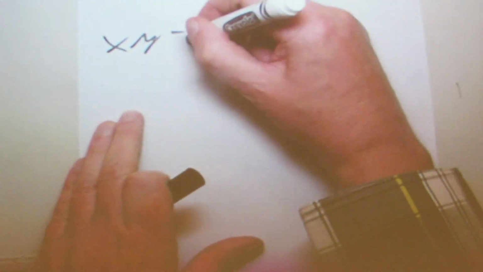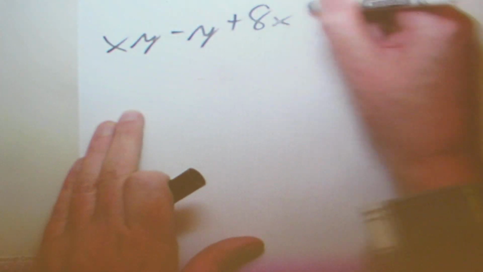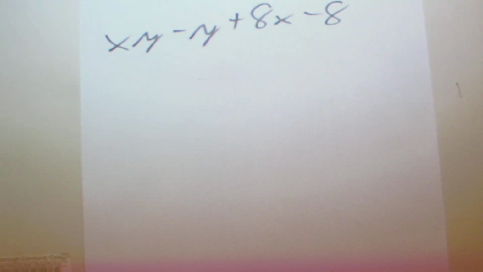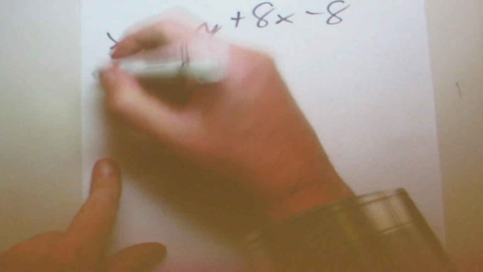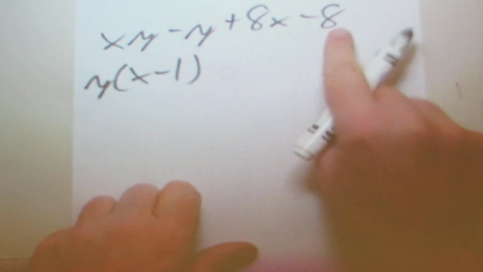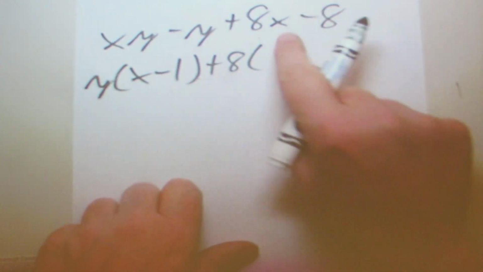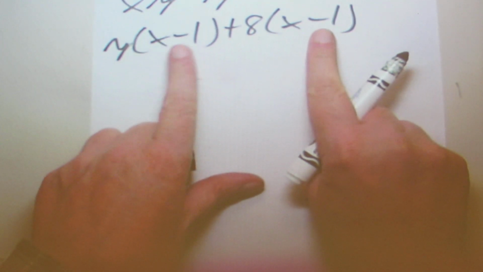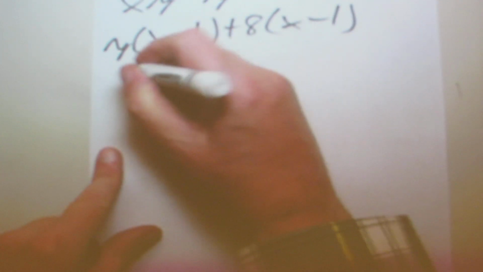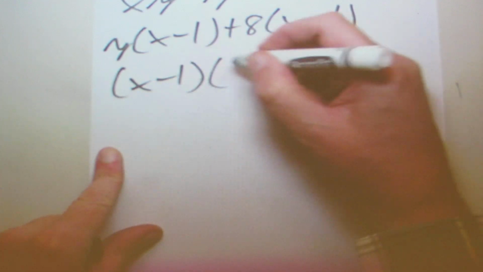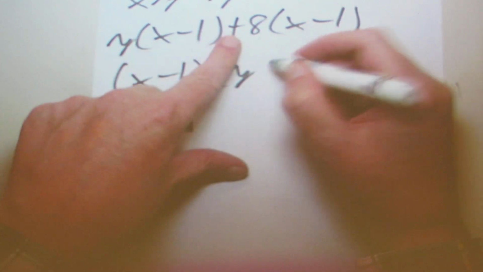Next, let's say that we have something like xy minus y plus 8x minus 8, and we have to factor. This one we're going to factor by grouping. So here we can factor out a y, and we're going to be left with x minus 1. Then we can factor out an 8, and we're left with x minus 1. Our two binomials are the same, so we can factor that out, x minus 1, and we're left with y plus 8.